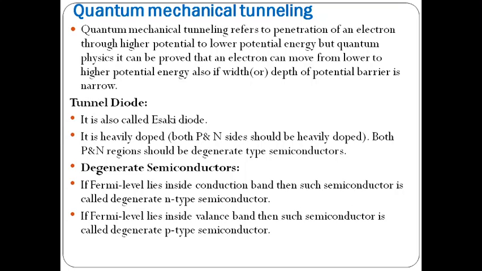So when we increase the doping in the N-type material, the Fermi level moves inside the conduction band. Similarly, when we increase the doping level in the P-type material, the Fermi level moves inside the valence band. Such kinds of semiconductors are called degenerate type semiconductors. So to fabricate the tunnel diode, we must use heavily doped degenerate type semiconductors.